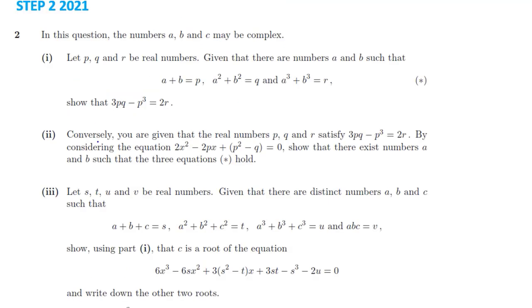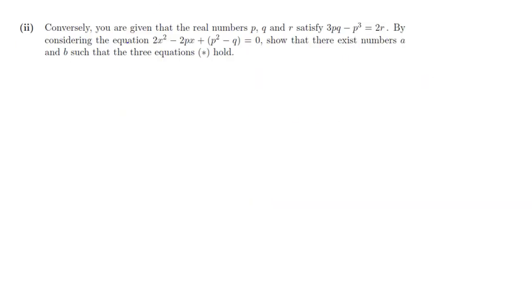Part 2. It says conversely, you are given that the real numbers p, q satisfy this, and by considering the equation this, show that there exist numbers a and b such that the three equations in star hold. Let's check it. For this part, we know when the degree is 2, it is a special case of Vieta's formula. For degree 2, we can call it a lemma: when we have ax squared plus bx plus c, if the roots are r1, r2, you can write it as a times (x minus r1)(x minus r2).